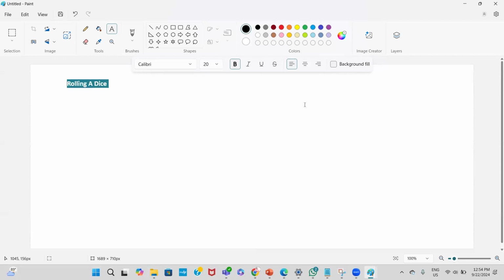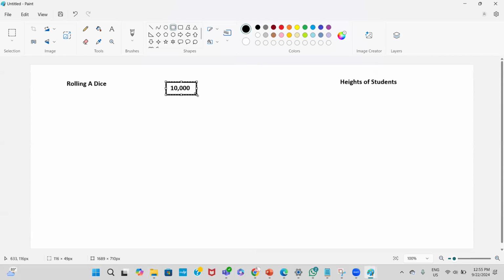Rolling a dice is my first experiment. The other experiment is heights of students in a class. Heights of students is my second experiment. And now I am doing this experiment with 10,000 samples. I am going to do this experiment 10,000 times, or on 10,000 students. In this case, I am rolling the dice 10,000 times. In this case, I am taking the heights of 10,000 students. So now let's understand this in a graphical way.